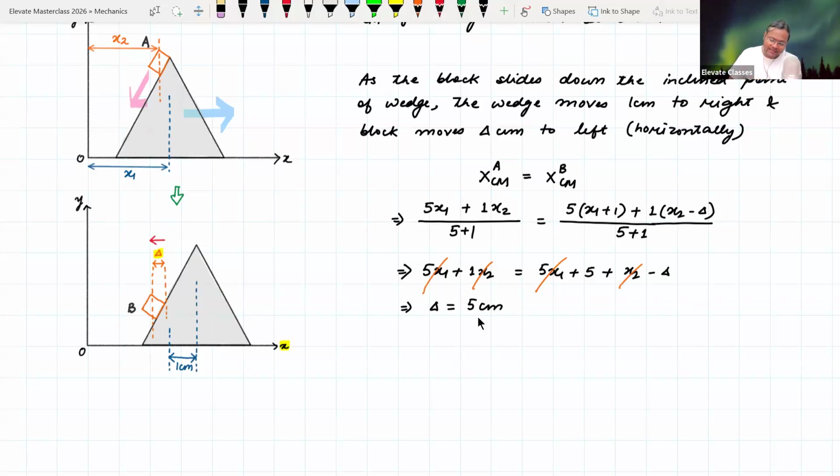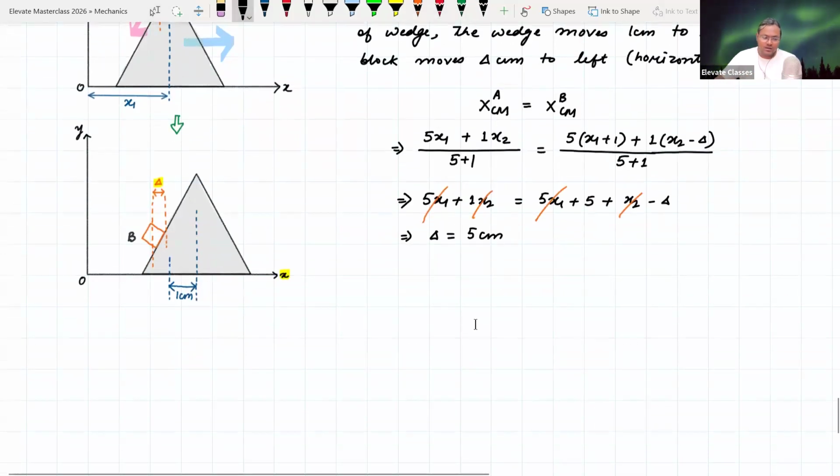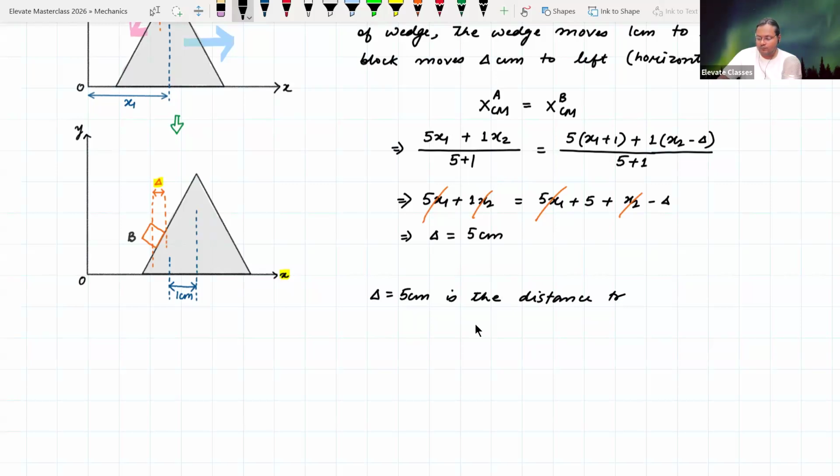But this is not the answer. Why? Because this is a distance with respect to the coordinate system, but I am interested in the distance with respect to the platform, which is the wedge. So del is equal to 5 centimeters is the distance traveled by the block with respect to the coordinate system.